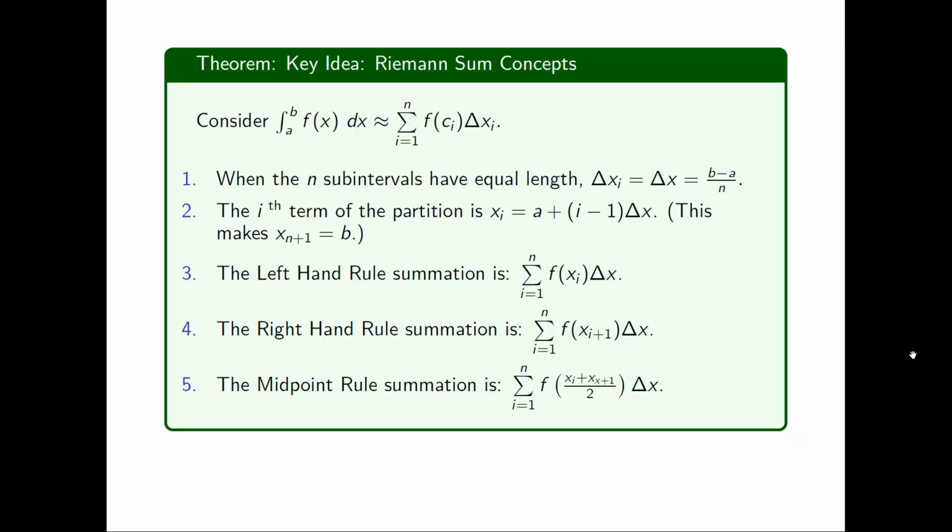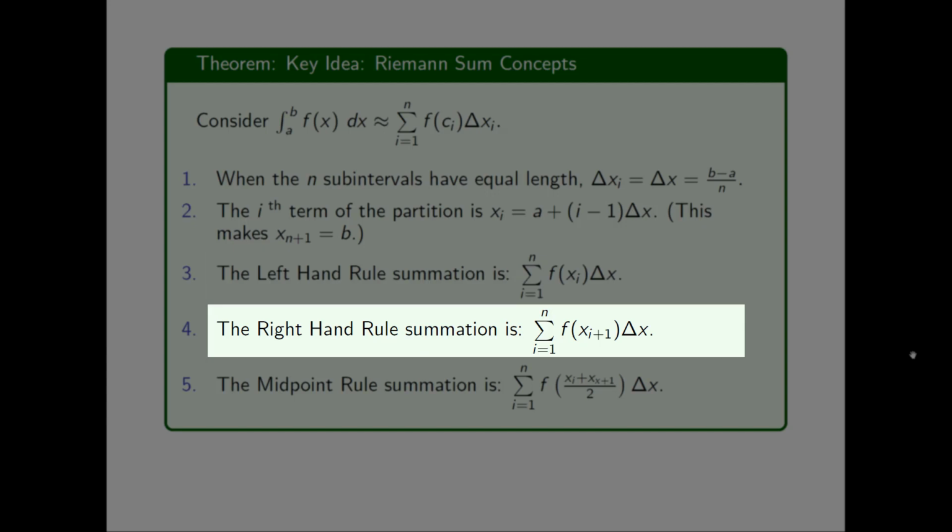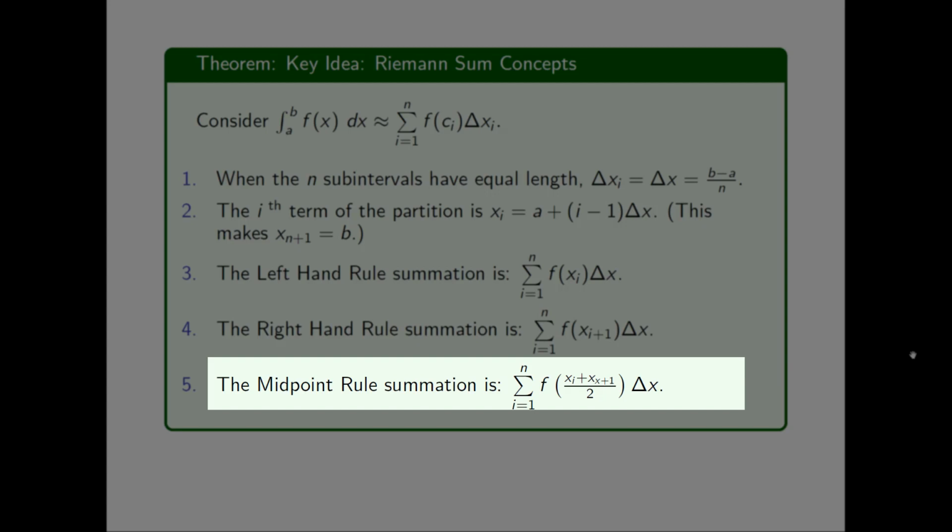And then we have these three possibilities. The left-hand rule summation is f of x_i delta x. That gives us the height at the left-hand end of each one. The right-hand is f of x_{i+1}, that's the one we've just done. Whereas the midpoint is, as you might imagine, halfway between those two.